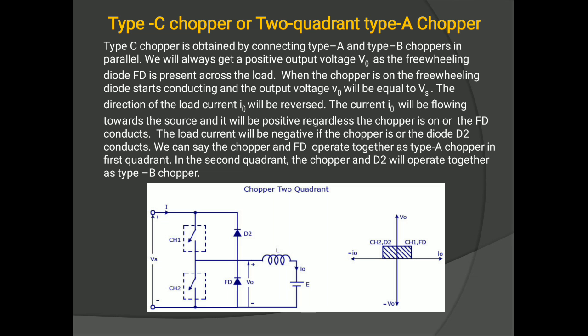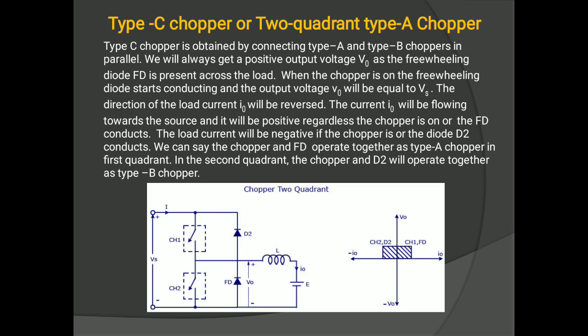So, chopper 1 and freewheeling diode operate together as A-type chopper in first quadrant. Chopper 2 and diode D2 operate together as type B chopper in second quadrant. Therefore, here power flow may be from source to load or first quadrant, or load to source or second quadrant. This type of chopper is used for motoring and regenerative braking of DC motor. Operating region is shown in the figure by hashed area in first and second quadrant.